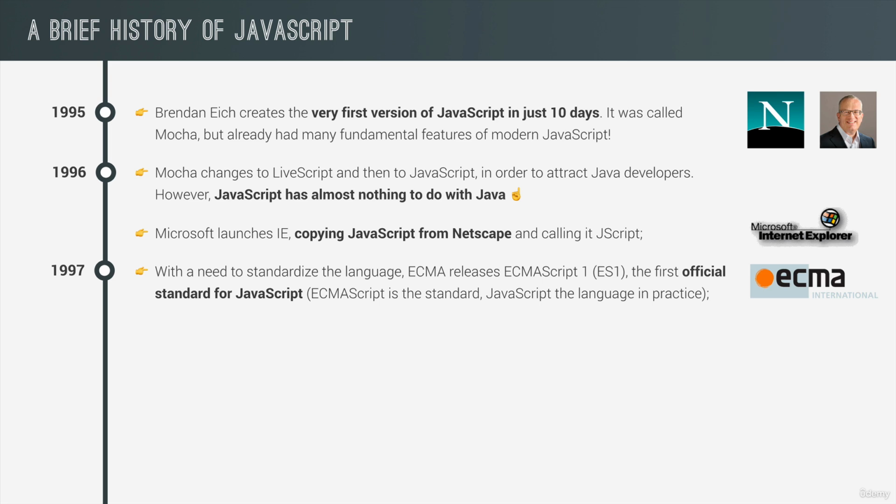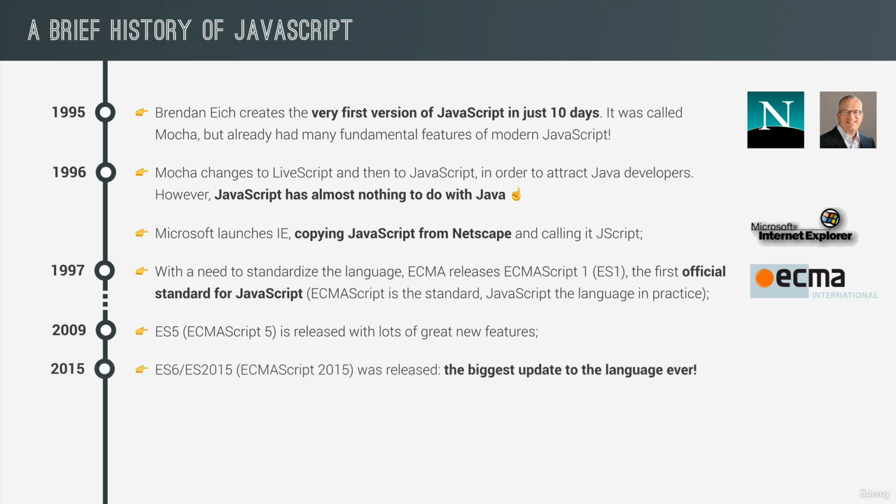Now, fast forward to 2009, after a lot of complications and disagreements about where the language should be headed, ES5 was released with a lot of great new features. And then finally, another 6 years later, the much-awaited new version ES6 was launched in June 2015. This was the single biggest update to the language ever. It contained a ton of new exciting features, which we will explore throughout this entire course. This was and still is a really big deal for JavaScript and for the whole web developer community.